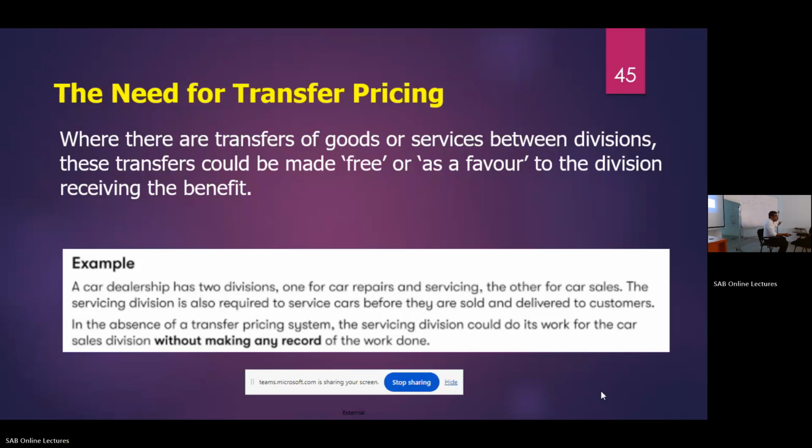True. But if you don't keep a record, if you don't charge the transfer price for that, then what will happen? They will not keep a record. They are not worried. Then when the car sale makes more and more sales, that will be a burden on the service division. So service division managers may like to see fewer cars sold by the car sale, because the more cars sold by the car sale, the more free-of-charge service they have to do.